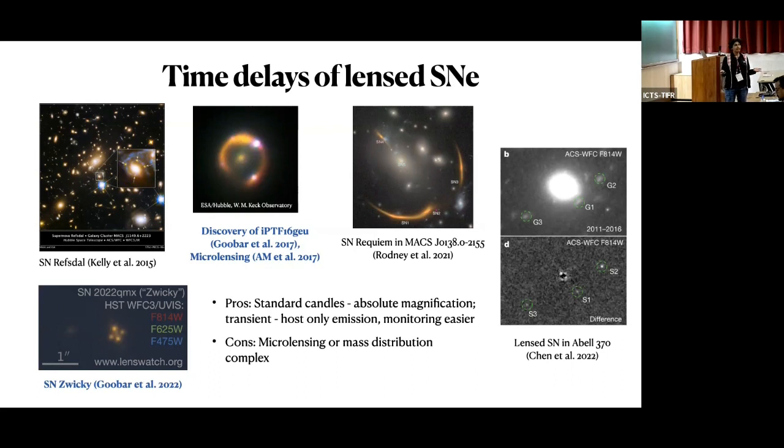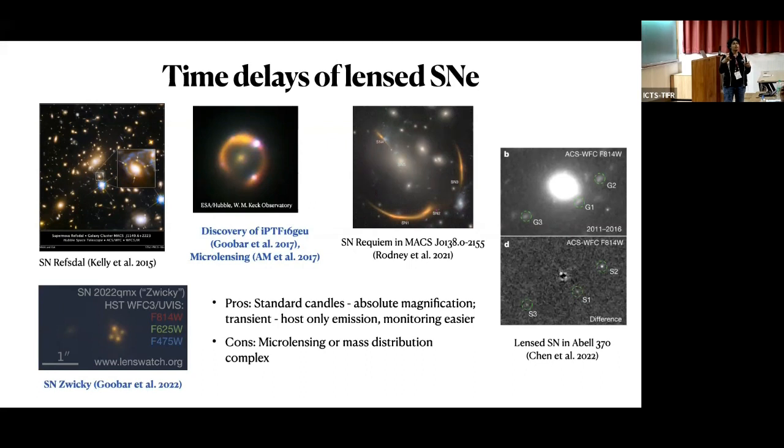Of course, any lens supernova would be good enough, but the icing on the cake is if you have lens supernovae of type 1a, because these are already standard candles. And because of their lensing and the time delay measurements, there are additional constraints that these type 1a supernovae bring.